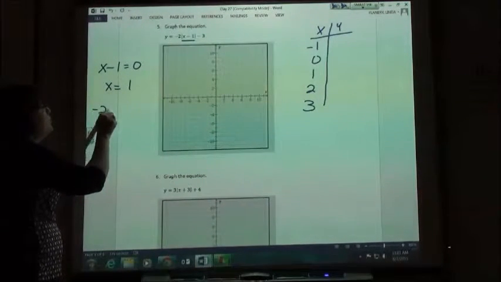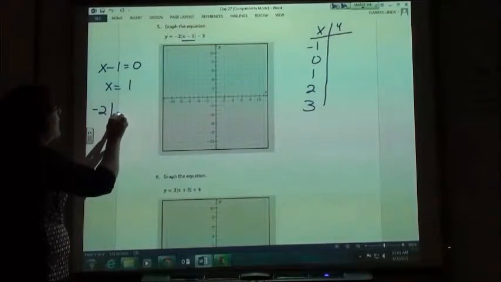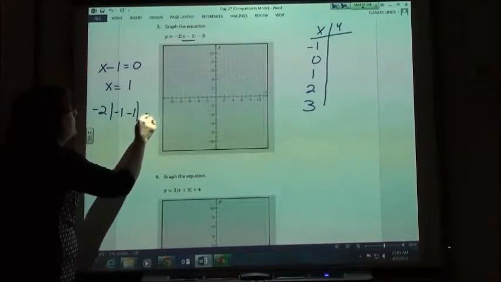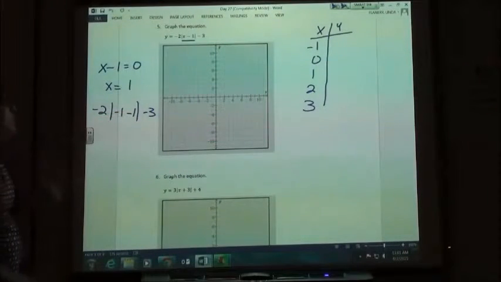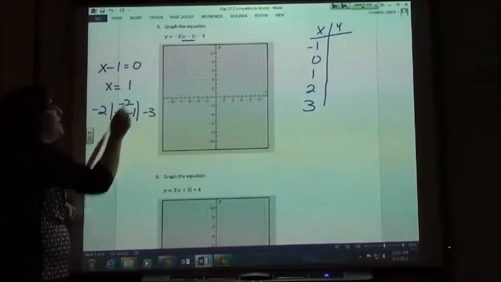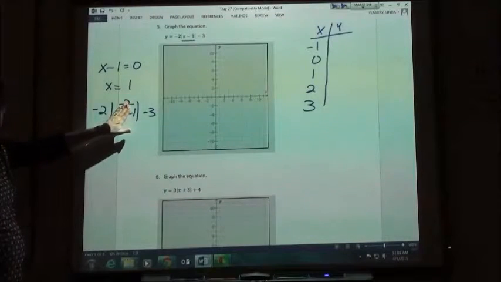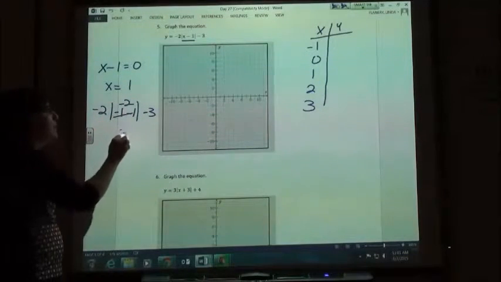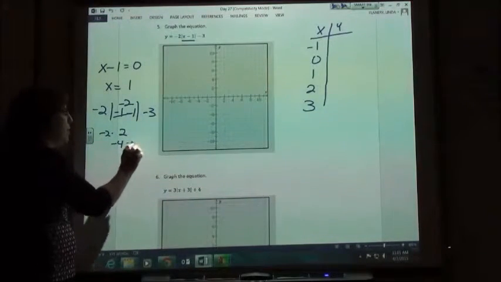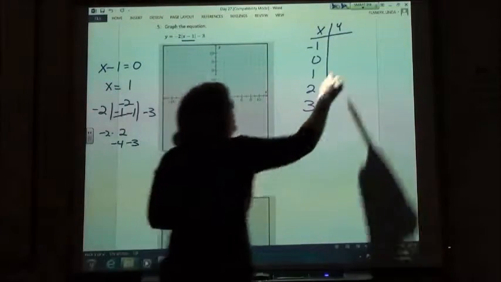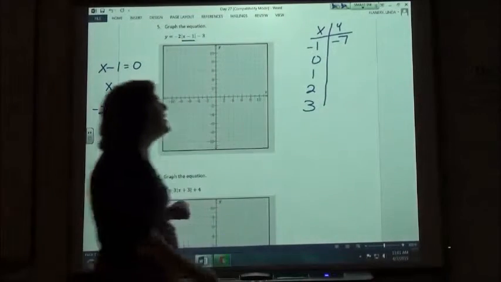So negative 2 times the absolute value of negative 1 minus 1, minus 3. A negative 1 minus a 1 is negative 2. However, the absolute value of negative 2 makes that positive 2. So negative 2 times 2 is negative 4. Negative 4 minus 3 is negative 7.